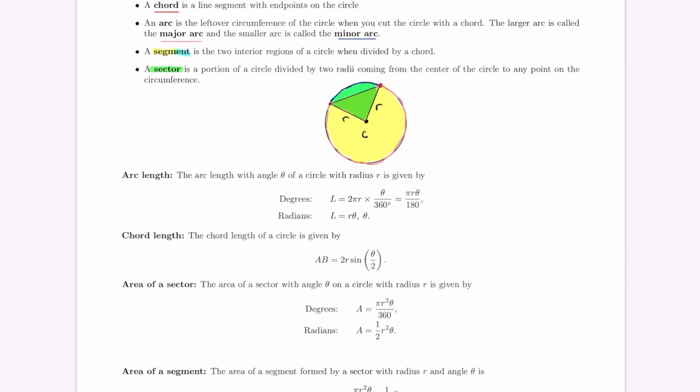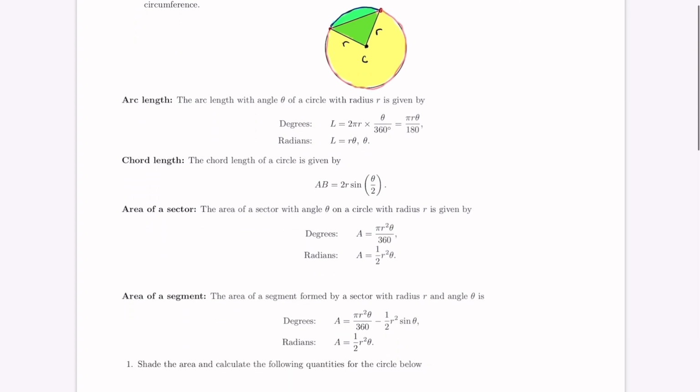Theta is the angle made by the chord to the center. And then you put it all together, you end up getting pi r theta on 180 degrees. And if you're working in radians, then your arc length is just going to be equal to r times theta.